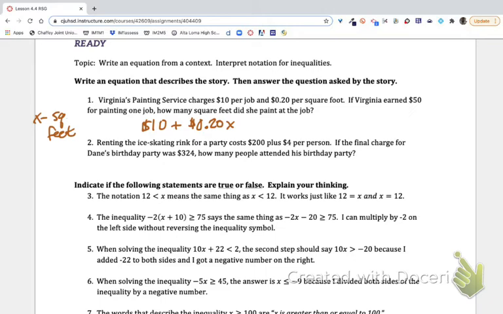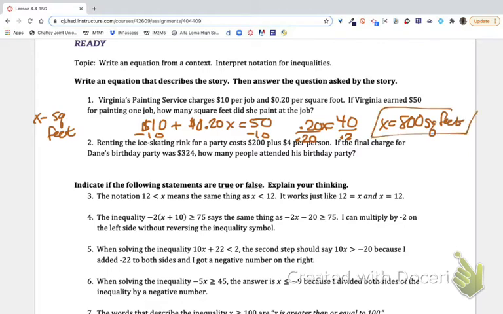She earned $50. So we know that it's exactly $50. And from there, I need to solve. So I would take that and 0.20x equals 40. Then I would divide both sides by 0.20 or 0.2. And I would say that it was 800 square feet. I will be looking for if you can put square feet.